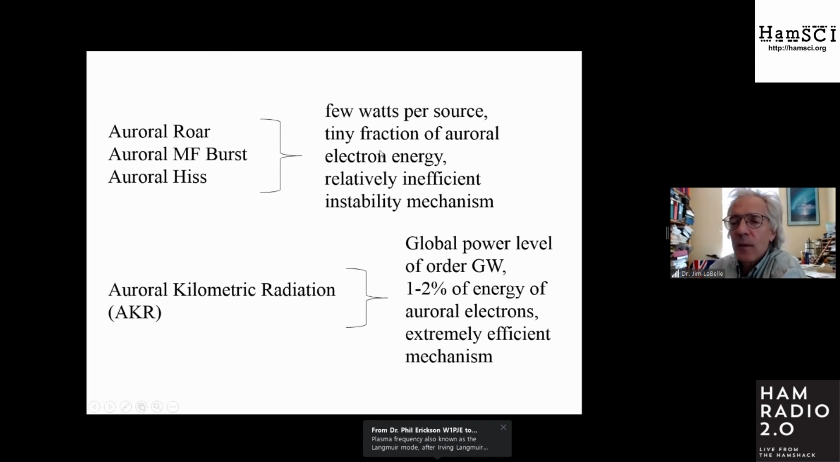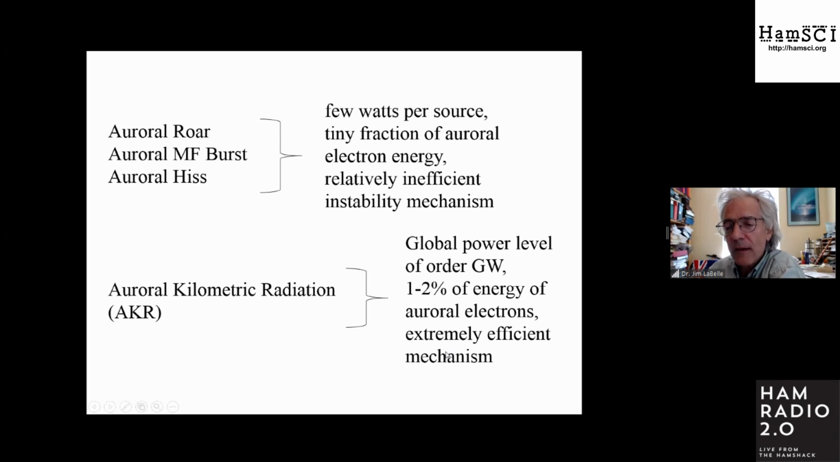So the mechanism that produces these is relatively inefficient. Nonetheless, even at a few watts, as you all probably know, you can easily detect that at a few hundred kilometers range. So these are easily detectable with our equipment, even though they're low power. However, there's another phenomenon called auroral kilometric radiation that is quite different from this.